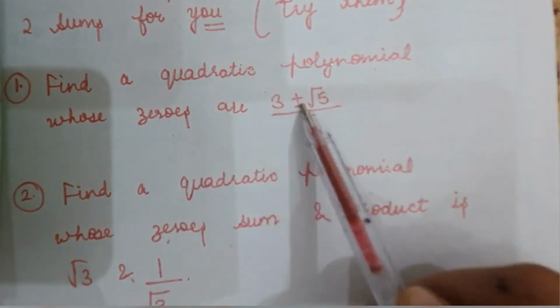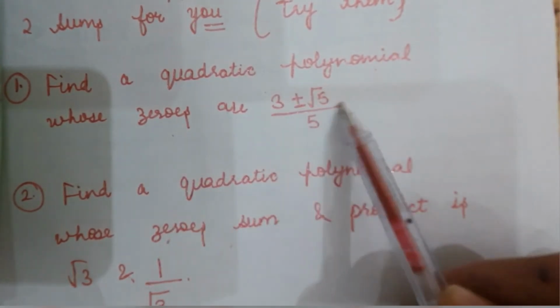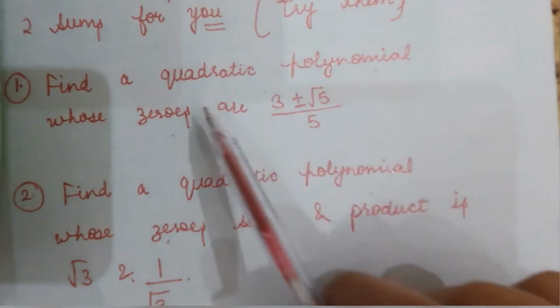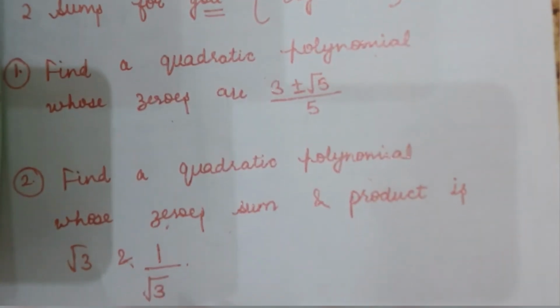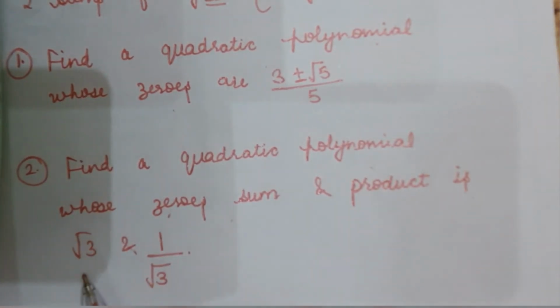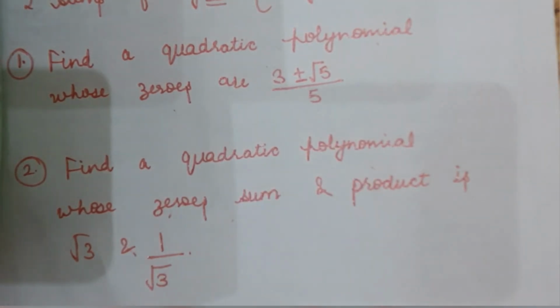First question में आपको zeros given है 3 plus √5/5 and 3 minus √5/5. Firstly you will find its sum and product. Then you will write a quadratic polynomial. And in the second, you are given sum and product. Sum is root 3 and product is 1 by root 3. From that you will write a quadratic polynomial. So I hope you will try.